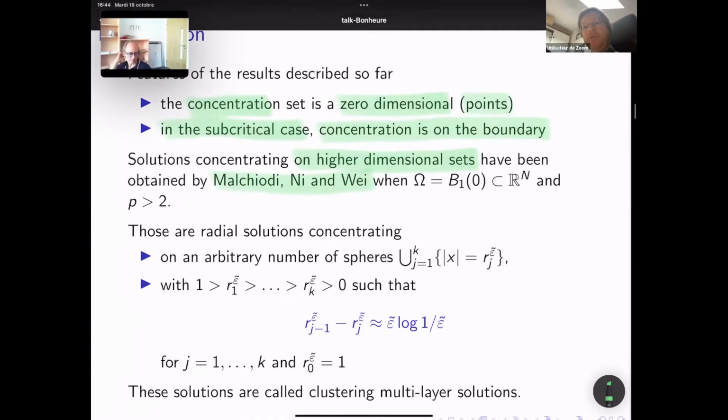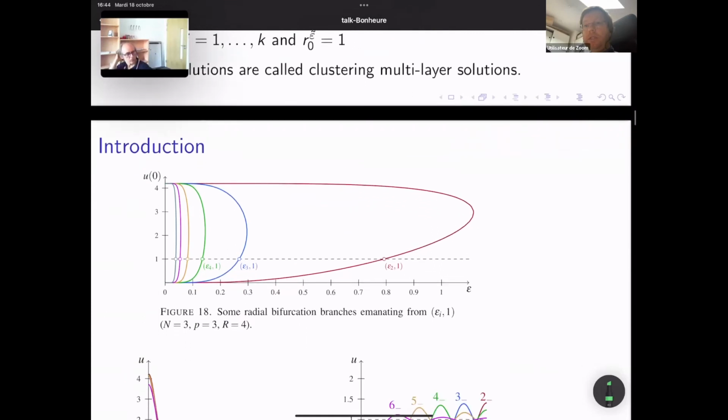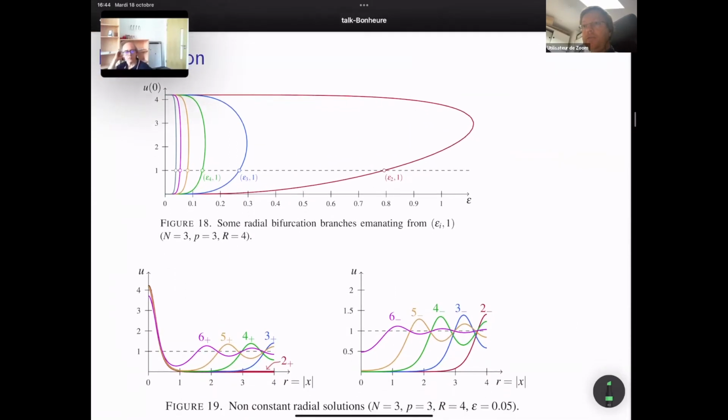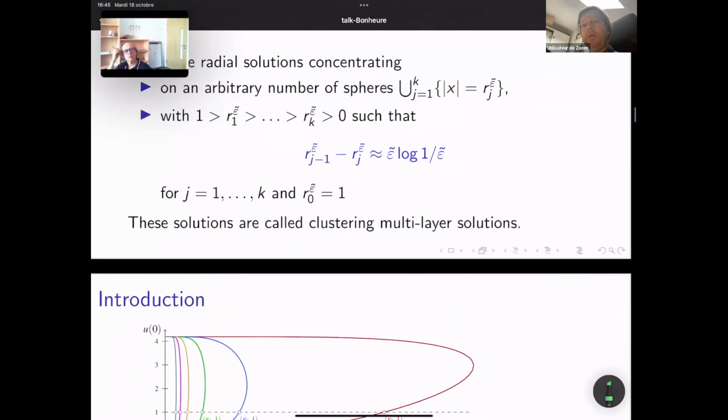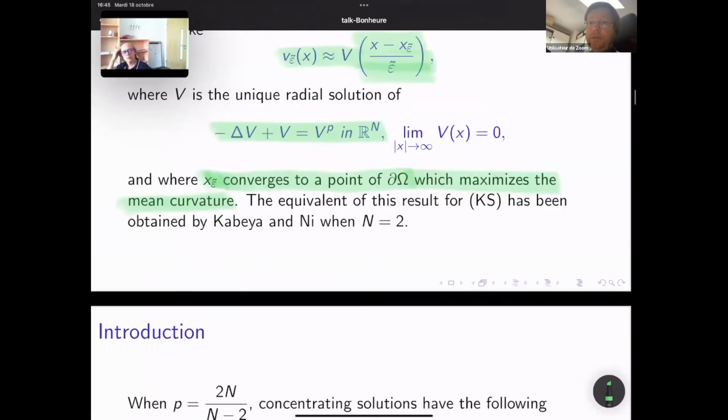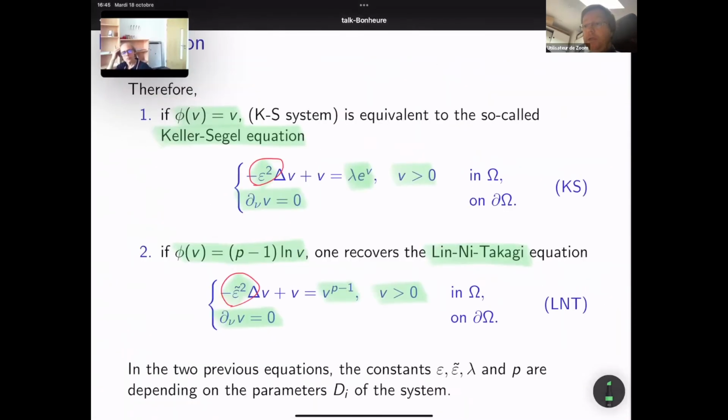Let me show you in fact a picture. In that case it's not very difficult to obtain those solutions by bifurcation analysis. By the way, this is not the point of view of Ni, Malchiodi, and Wei. They use the Lyapunov-Schmidt reduction method, but you can in fact prove that all positive solutions, so recall that I'm working with this equation here, and I have p, which is an exponent, not necessarily subcritical, and I let epsilon go to 0.